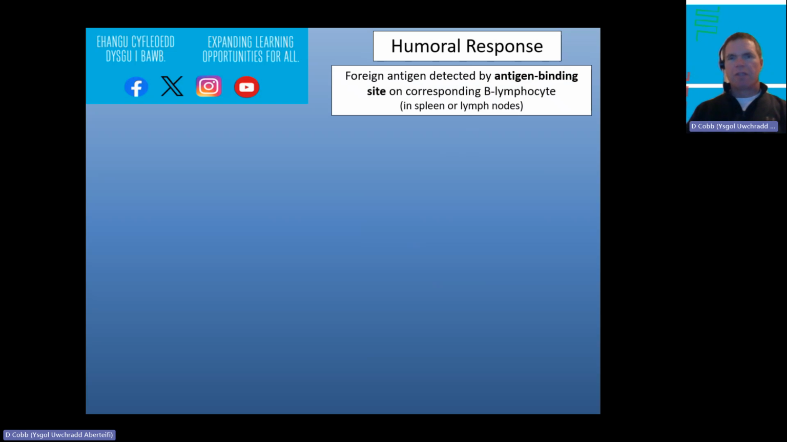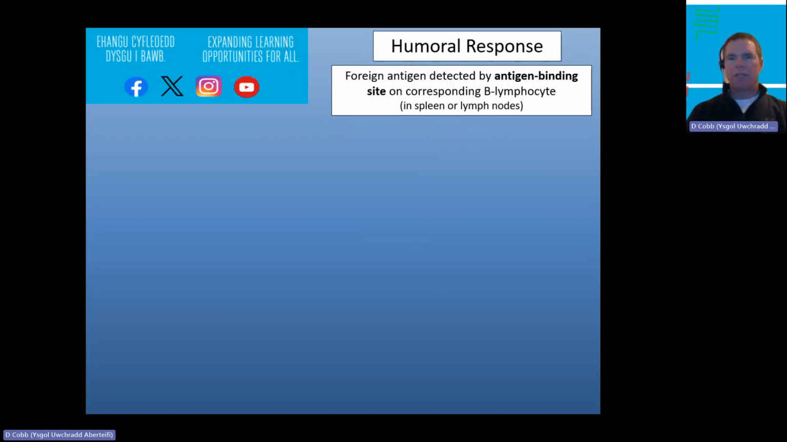So the first thing that happens in the sequence of the humoral response is you have these foreign antigens. Now, the word antigen comes from the words antibody generating. So an antigen is some sort of molecule marker on the surface of any cell which does not belong to you, that you recognize as being foreign. Most likely it'll be a protein on the surface of the pathogen that then gets detected by an antigen binding site on a particular B lymphocyte.